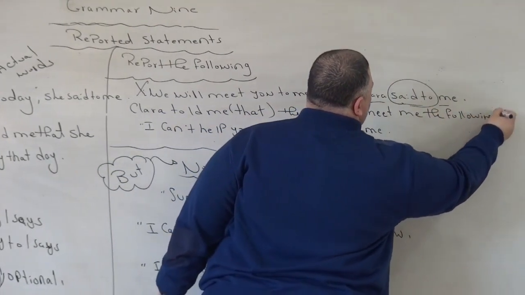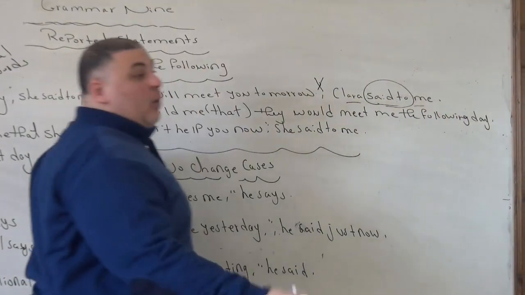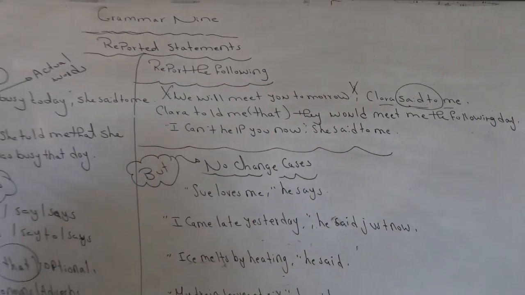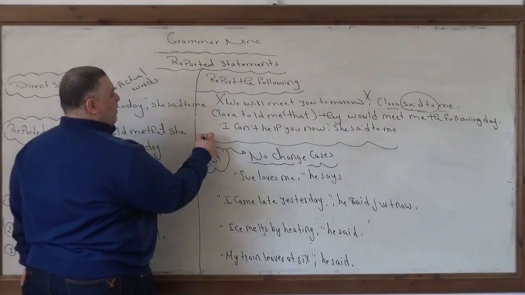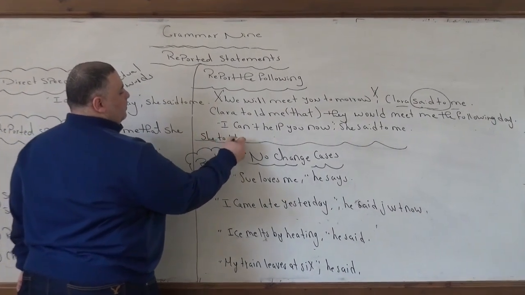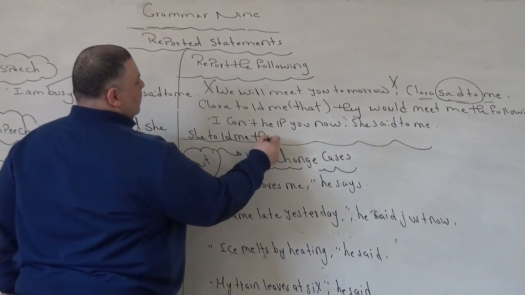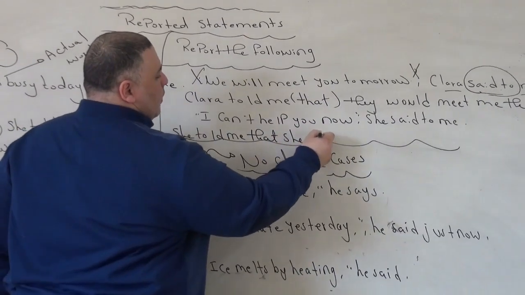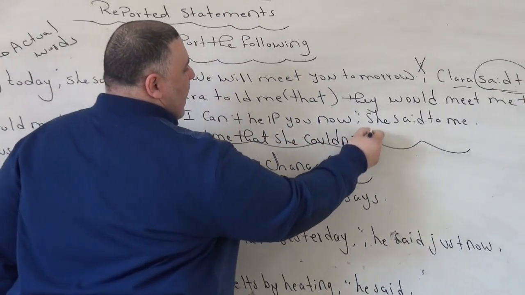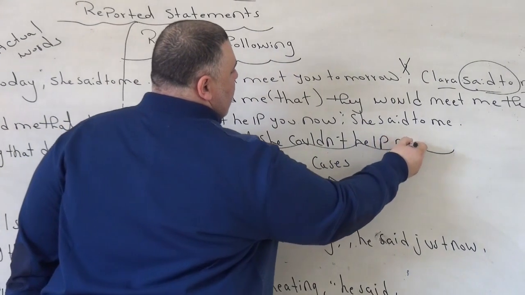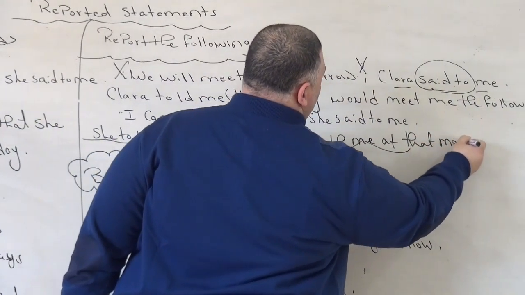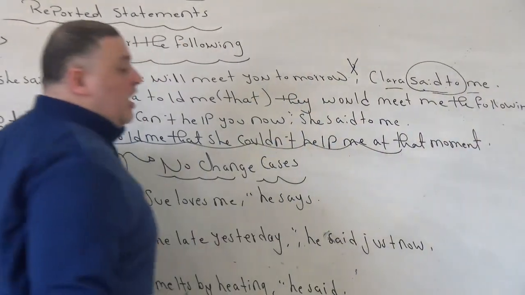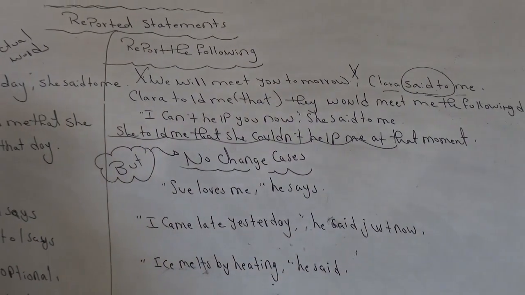By the way, the word tomorrow, as you know very well, could be the following day, could be the next day, could be the day after, and so on. I can't help you now, she said to me. So I will say that she told me that she couldn't help me at that moment. Everybody knows that the word now could change into then, and it could be at that moment.